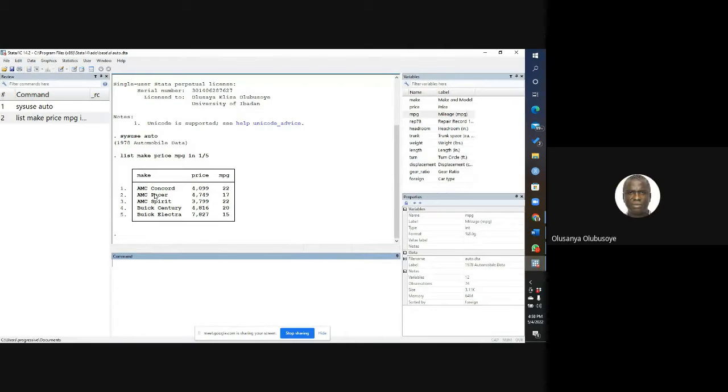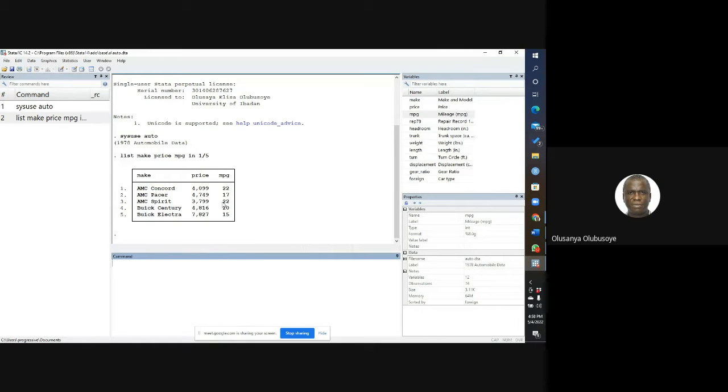Sorry, Prof. Could you repeat the command you used? The command is there: list make price mpg. We have gone beyond this. That's why I'm not going to explain it again. It's something that I expect that you will know, so I don't need to explain it in more detail. But are you able to follow now? Yes, we're following, sir.